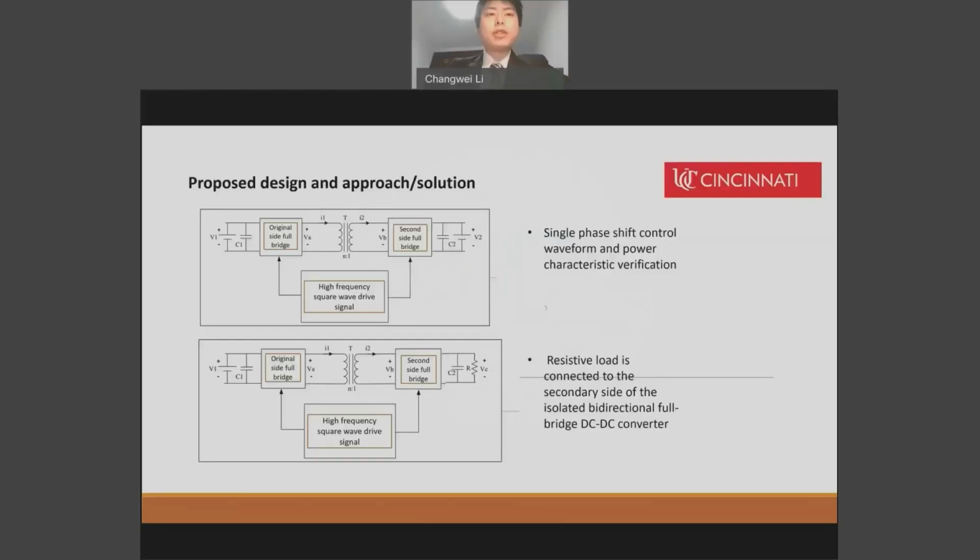Hello everyone, I'm Changwei Li. Let me introduce our design and simulation model. In this project, we have proposed two parts.